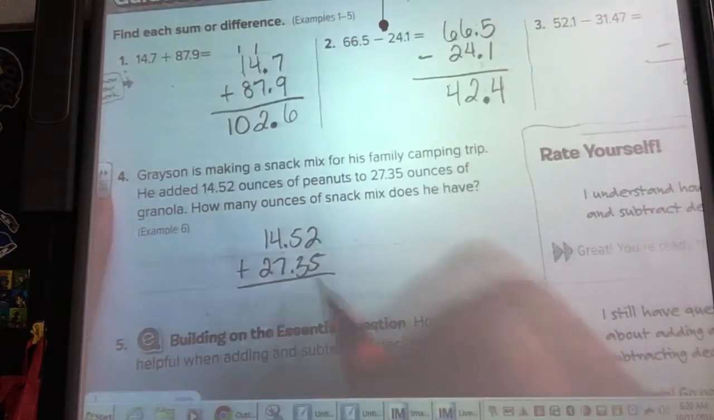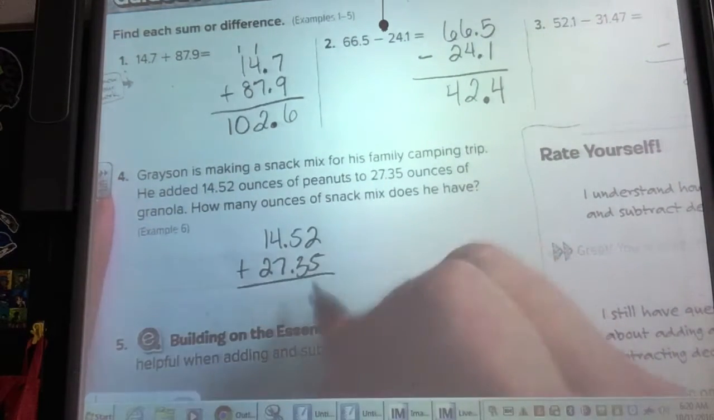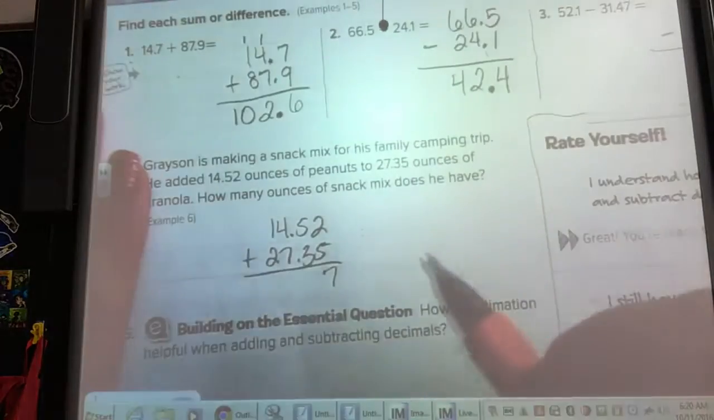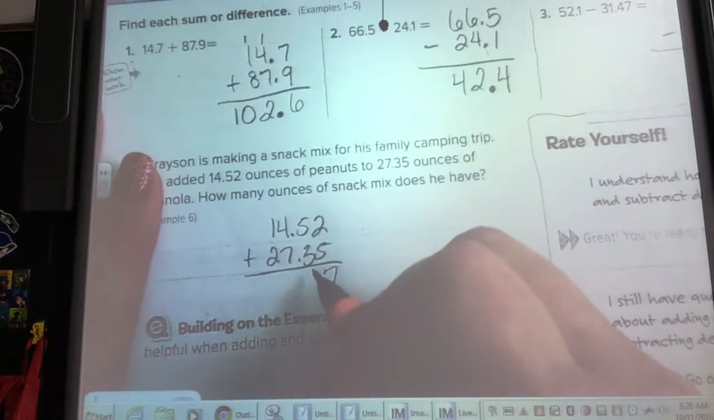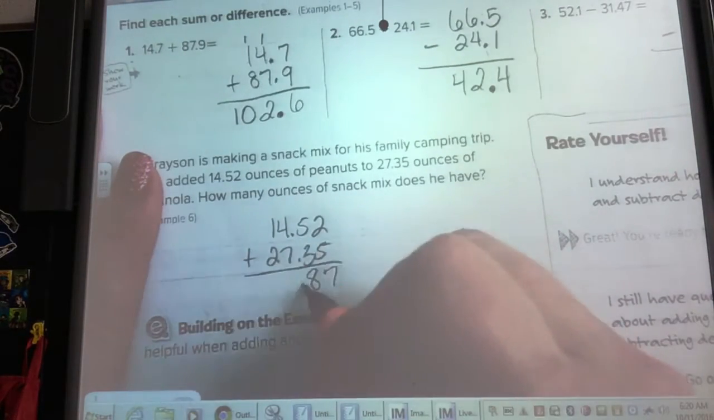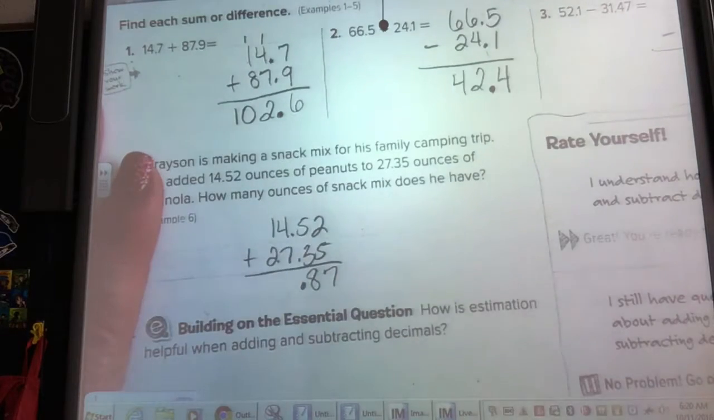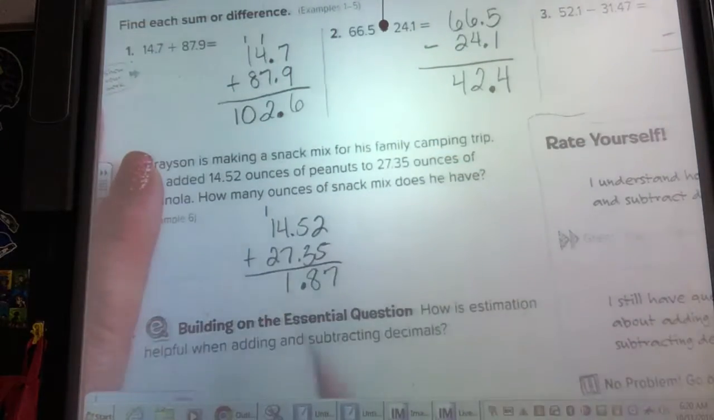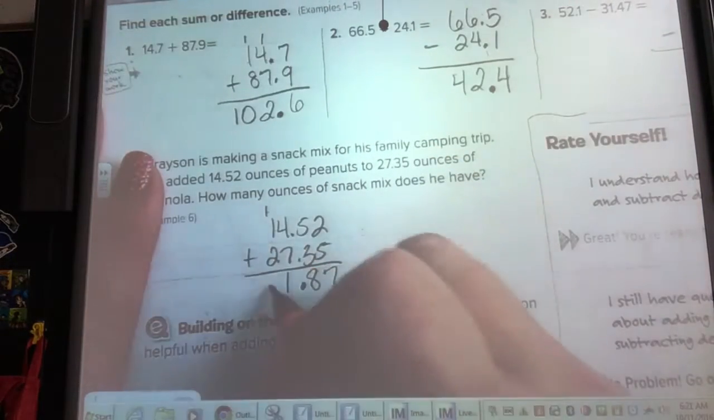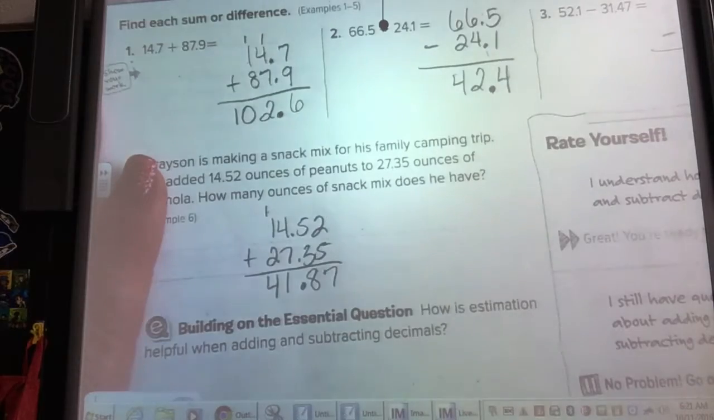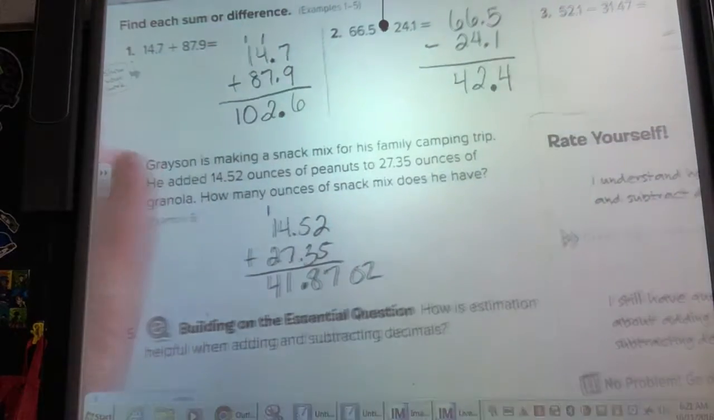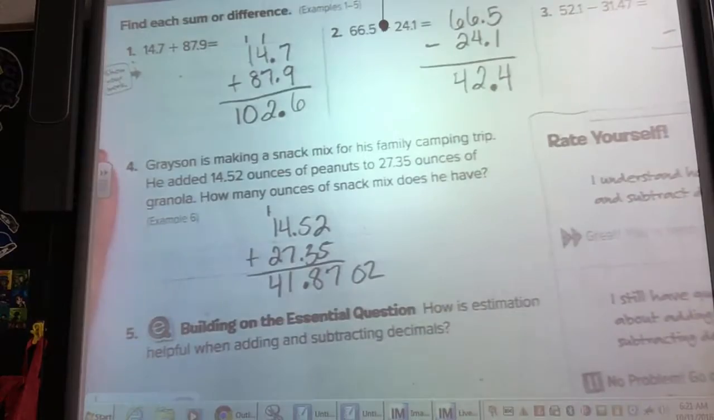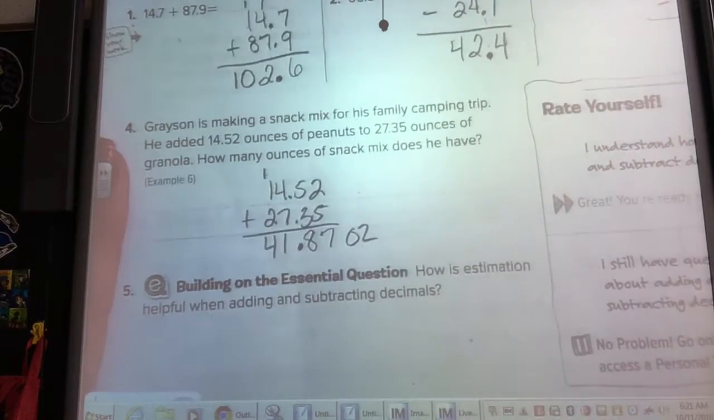Okay, so we've got 5 plus 2. Good, 7. 5 plus 3. Good, bring down your decimal. 7 plus 4 is 11, carry 1. 2 plus 1 plus 1. We have 41.87 ounces. OZ stands for ounces. That's not O2, that's OZ for ounces.